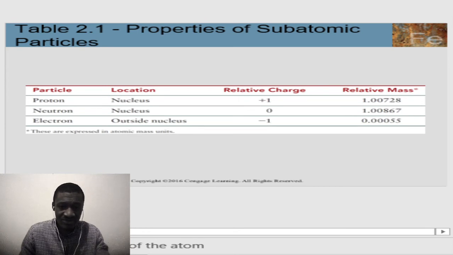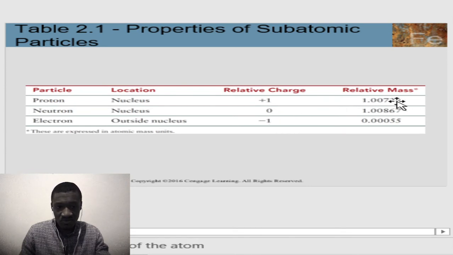So it's not bound to size or anything. So we see it graphically, or we see it in a table. Protons are located in the nucleus. Neutrons in the nucleus as well. Electrons are outside. So it's +1 for proton, 0 for neutrons, and -1 for electron.